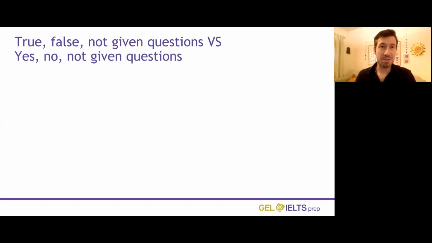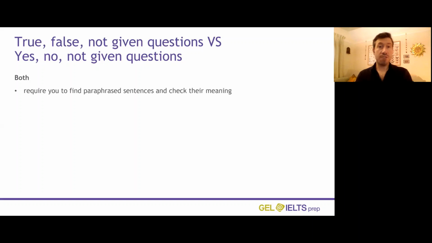So let's now look at the difference between true, false, and not given questions, and another type of question, which is yes, no, and not given questions. They both appear in the IELTS reading. So let's look at what's the same about both of them. Well, in both of them, they require you to find paraphrased sentences and check their meaning. That's what we've just been doing on the previous slide. So highlighting the keywords and checking the meaning of them in the text. You have to do that for both of them.